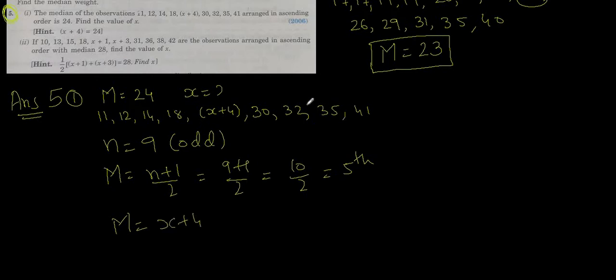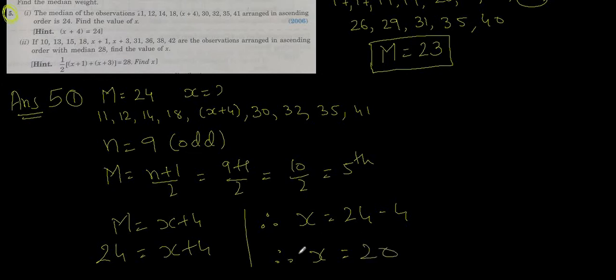Here you don't have to arrange in ascending order because it has already been arranged in ascending order for you. So no need to worry. So m is equal to x plus 4. What is the value of m given? 24 is equal to x plus 4. Therefore, x is equal to 24 minus 4. Therefore, x is equal to 20. So I hope you understood this question number 5 also. It is pretty simple and very easy.